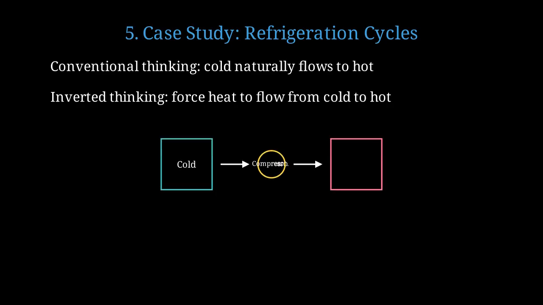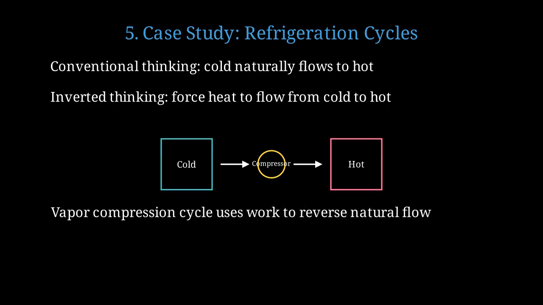A refrigerator uses a compressor to pump heat from the cold interior to the hot exterior, inverting the natural heat flow direction. The vapor compression cycle uses mechanical work to reverse the natural flow of heat energy. Energy balance: heat extracted from cold side plus work input equals heat rejected to hot side.